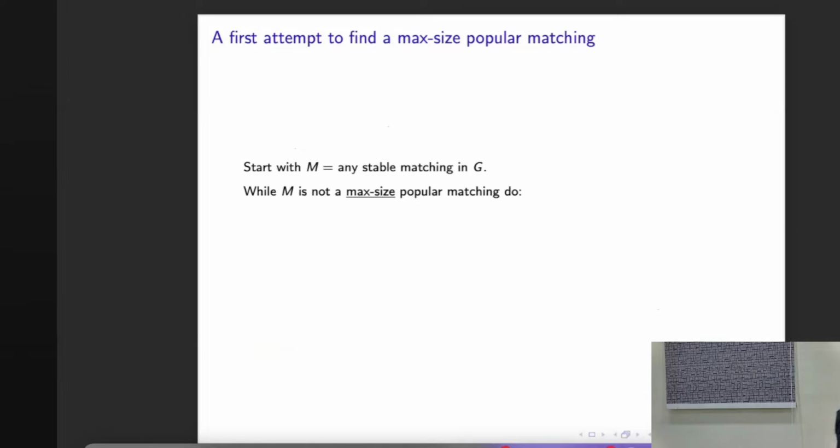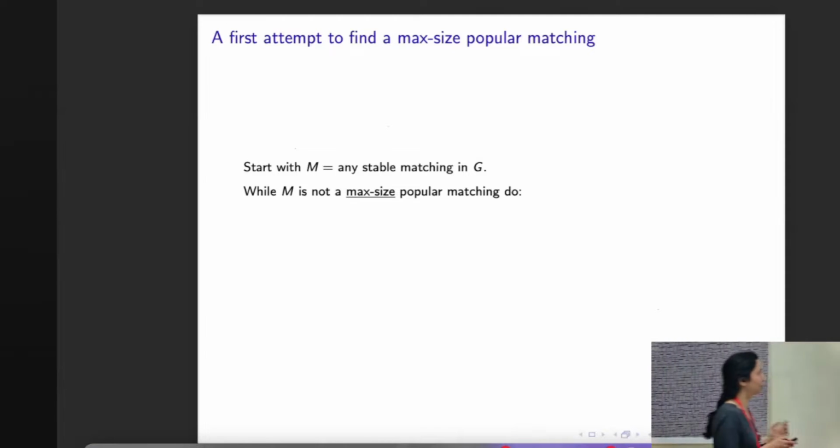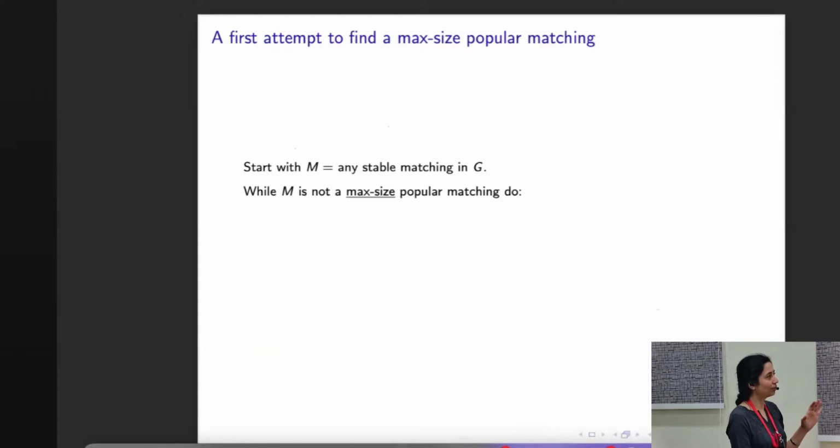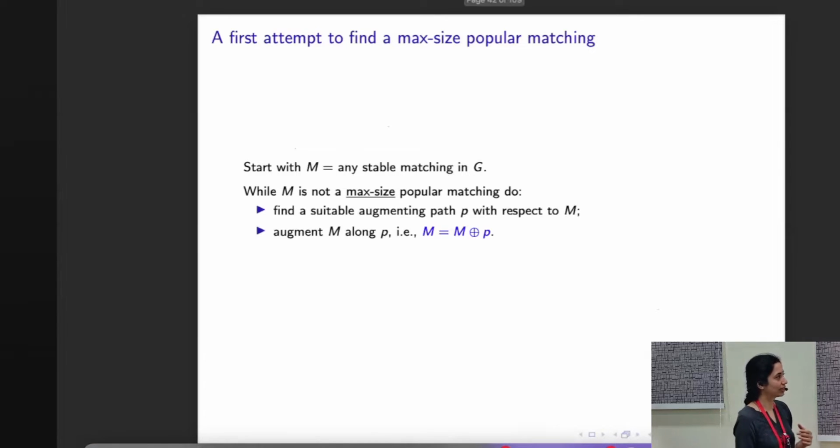Exactly. Let's try to find augmenting paths with respect to our current matching. So let's take a stable matching, and actually we do not know how to implement this step to check if the given matching is a maximum size popular matching or not, but let's just ignore it for now, and let's look at a more abstract, high level. Let's try to mimic the approach that she suggested.